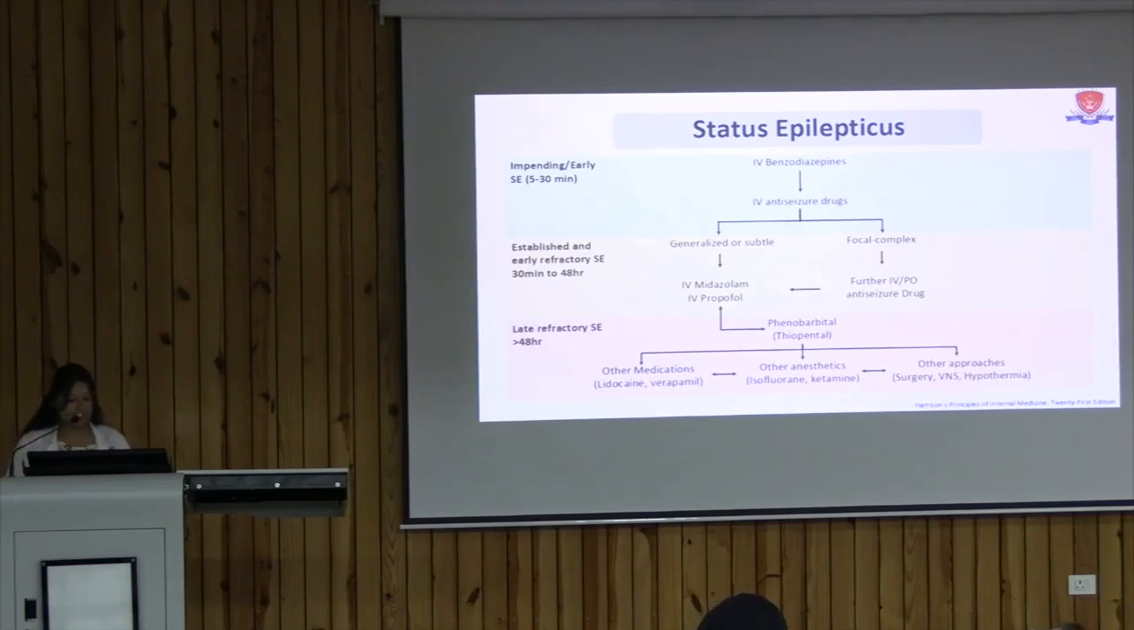Status epilepticus is managed in a staged approach based on the duration and response to treatment. In the early stage, 5 to 30 minutes, initial treatment involves the administration of intravenous benzodiazepine followed by intravenous anti-seizure drugs. If seizure persists and the condition is established for 30 minutes to 48 hours, then for generalized seizure, intravenous midazolam or intravenous propofol is administered. For focal seizure, IV anti-seizure drug is recommended.